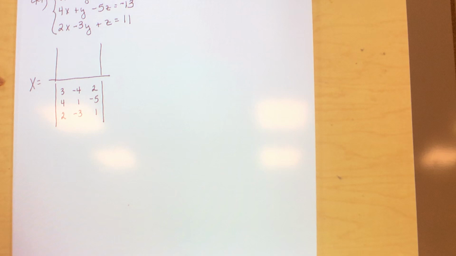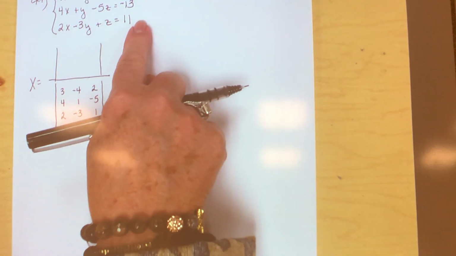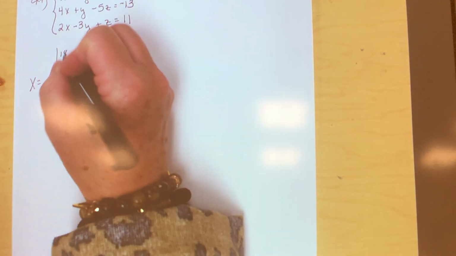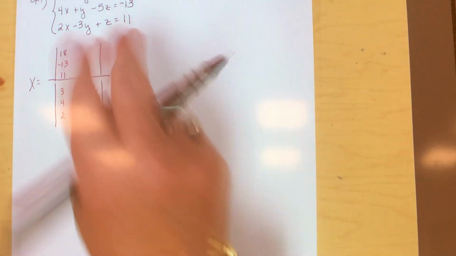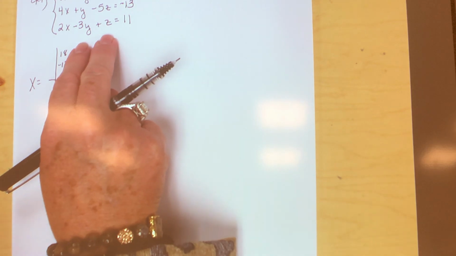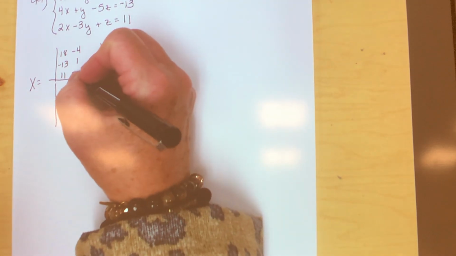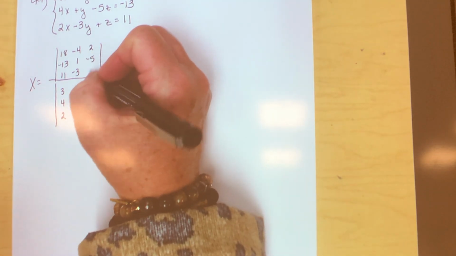Okay, so what you should have on the top is, I'm looking for X's, so X's are out. That means I'm pulling these guys in. So my first column becomes 18, negative 13, and 11. Everybody else stays just the same. The Y stays in the Y column, the Z stays in the Z column. So the next column is negative 4, 1, negative 3. And the last column is 2, negative 5, 1.